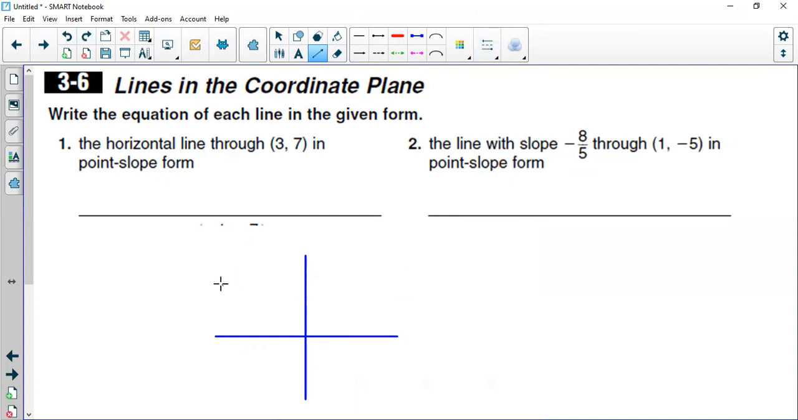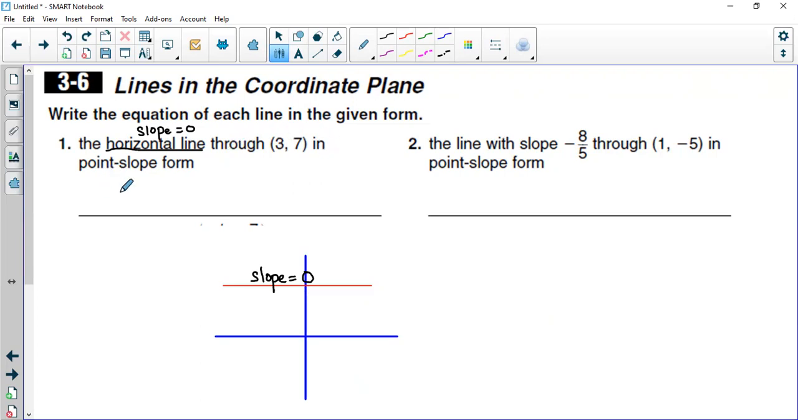A horizontal line, what will be the slope of this line? If a line is horizontal, the slope of this line is always going to be 0. A horizontal line always has a slope of 0. Now here they said the horizontal line, which means the slope of this line is going to be 0.